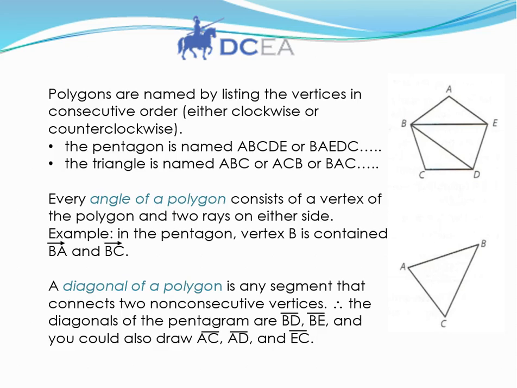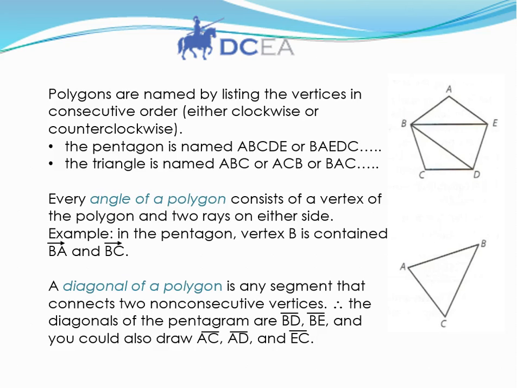Polygons are named by listing the vertices in consecutive order, either clockwise or counterclockwise. Looking at the pentagon to the right here, you can start at any point, but I find it easiest to start with A. I'm going to go counterclockwise, and it is named A, B, C, D, and E.